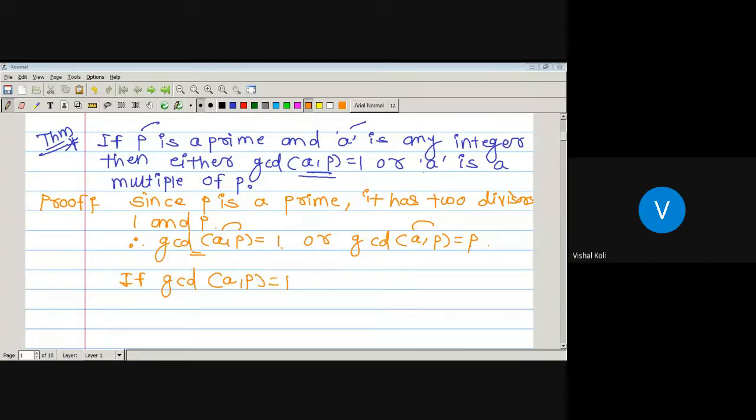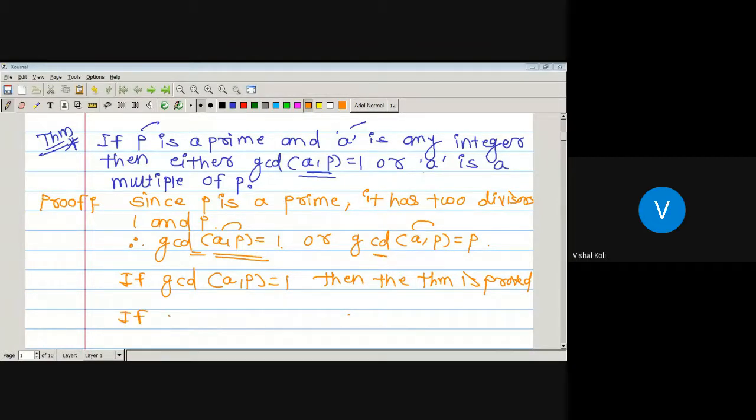since we have to prove that either GCD of a and p is equal to 1 or a is a multiple of p. So whenever GCD of a and p is equal to 1, then obviously the result will be true. Then the theorem is proved. Now the second possibility, since GCD has two possibilities, for the first possibility the theorem will be proved. Now the second possibility is if GCD of a and p will be equal to p.